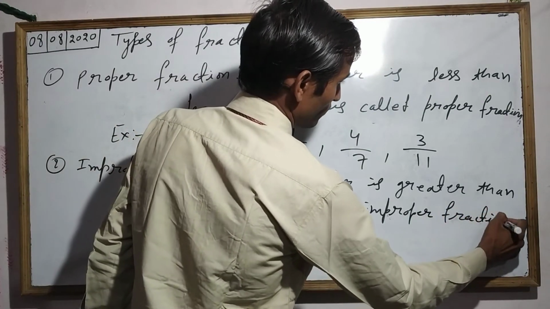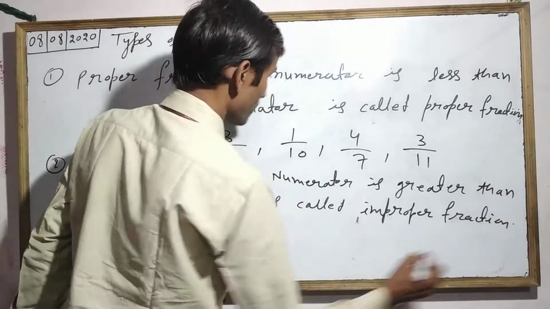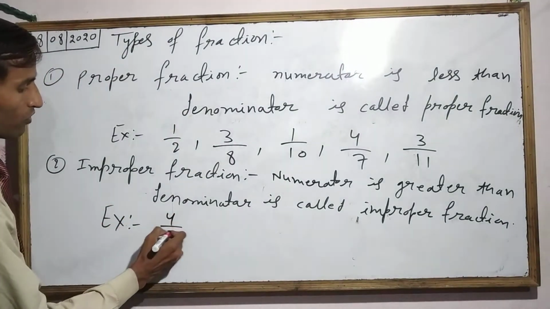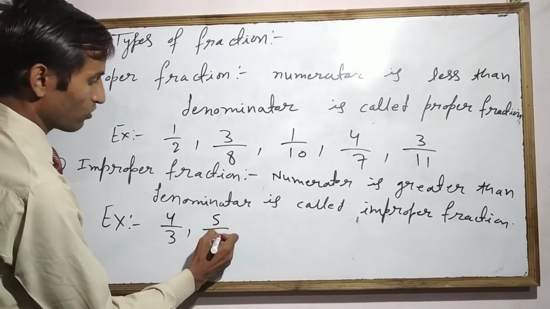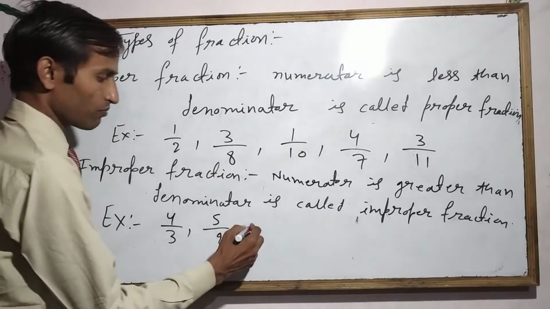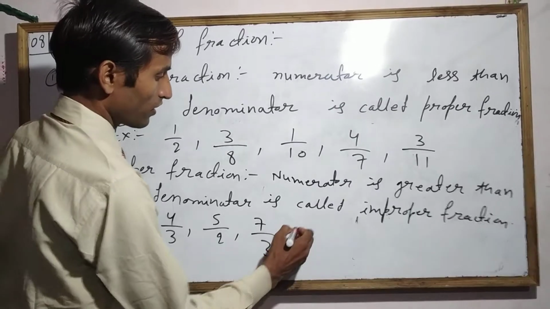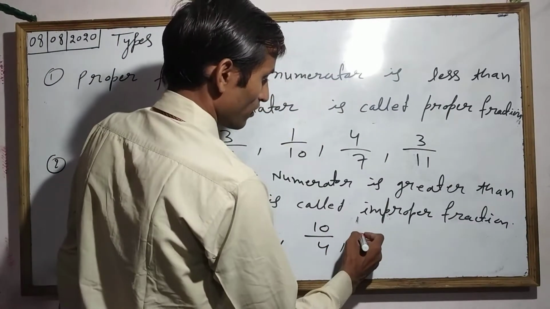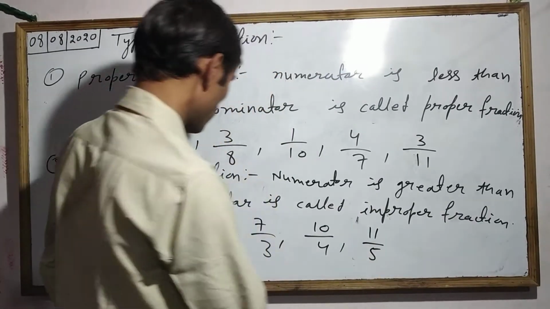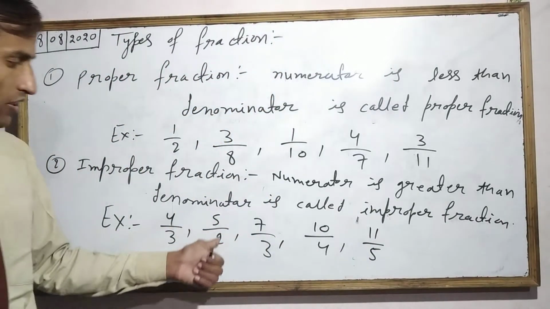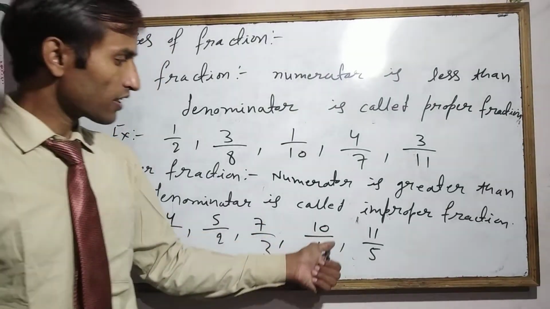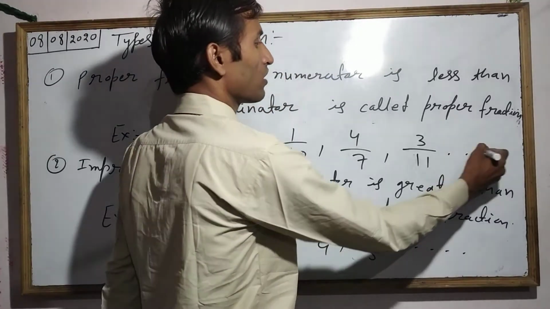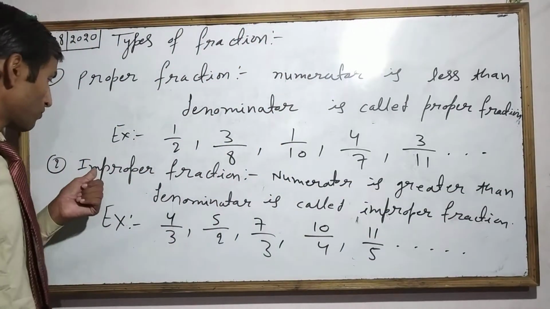Okay. So in this we have to take an example. Just see here, for example, 4 upon 3 or 5 upon 2, or you can take more examples, 7 upon 3, 10 upon 4, and 11 upon 5. Just see here, 4 is greater than 3, 5 is greater than 2, 7 is greater than 3, 10 is greater than 4, 11 is greater than 5, and so on. You can take one more example also. So these are the improper fractions.